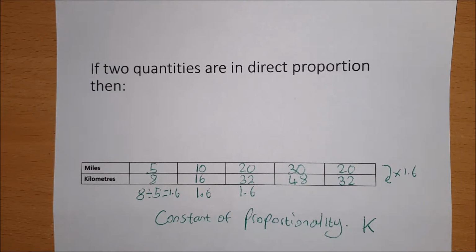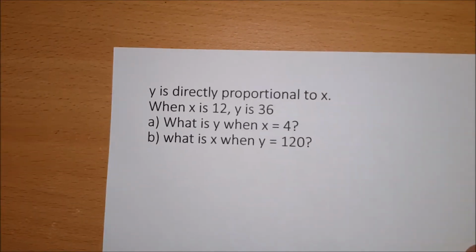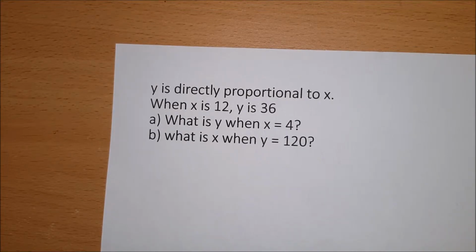But the questions don't always look like that. They might not give you a table to start with. And what they could look like is this. So this says y is directly proportional to x. When x is 12, y is 36. What is y when x equals 4? And what is x when y equals 120?